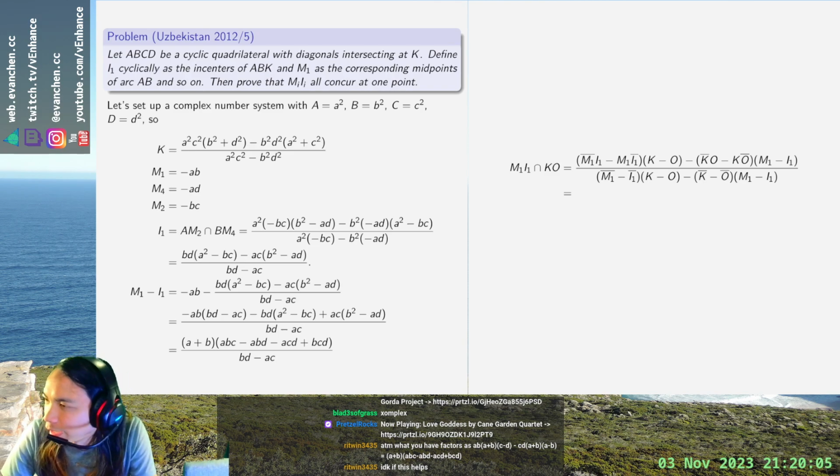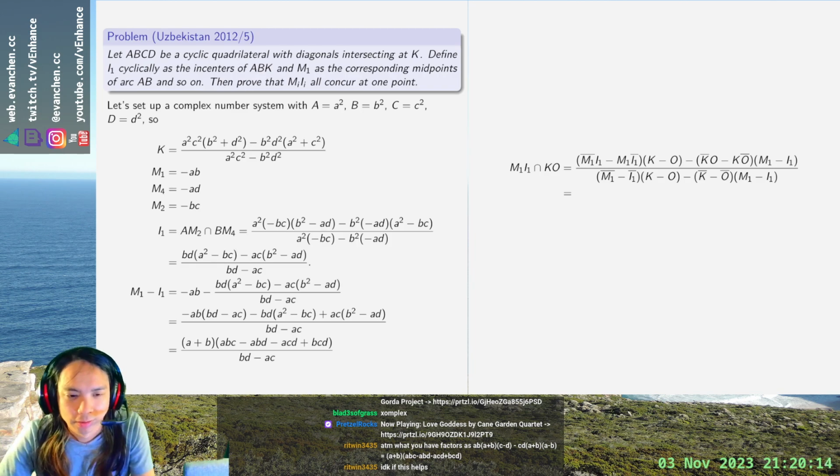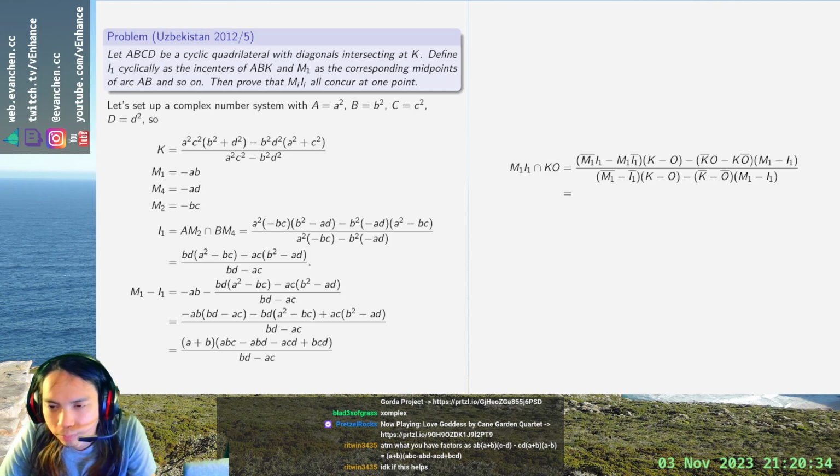M1 bar I1 minus... Well, actually, let's bust this thing. All right. Okay, so because I want this to be fixed, I don't really care about the scalar multiple of k. That doesn't really matter. What I want is this giant fraction here without the k and without that stupid O minus 0 term. So I'm going to just delete the O's because the O's are all 0.